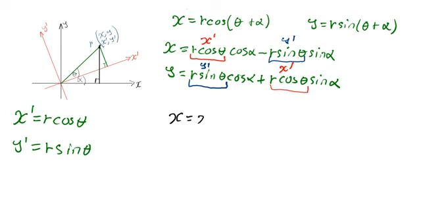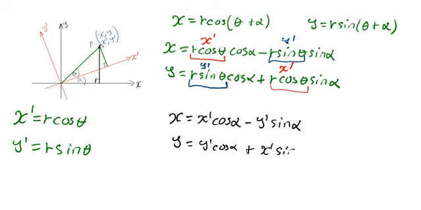Hence for x the equation that we are going to have is x is equal to x prime cos theta minus y prime sine theta. Then for y will be equal to y prime cos theta plus x prime sine alpha, like that. Of course, I was using theta, but I'm writing alpha, but that's the way it is. Okay, so those are the two equations that we have for x and y.